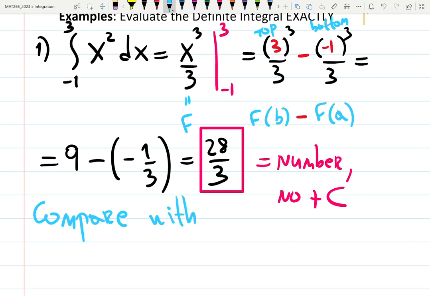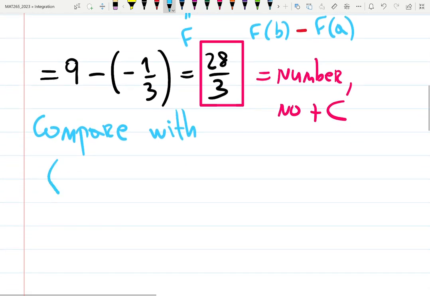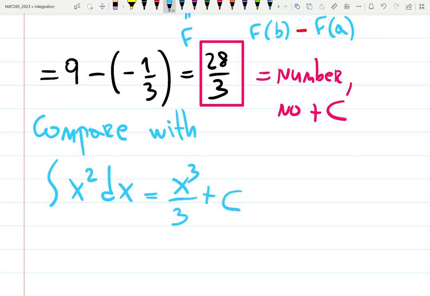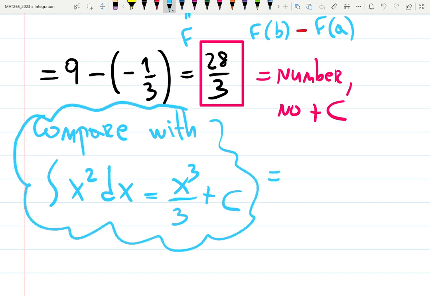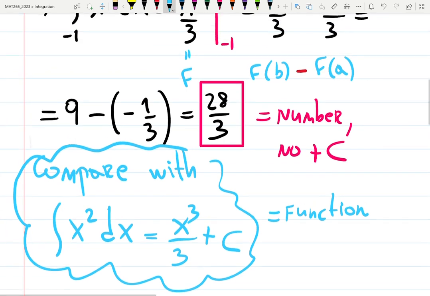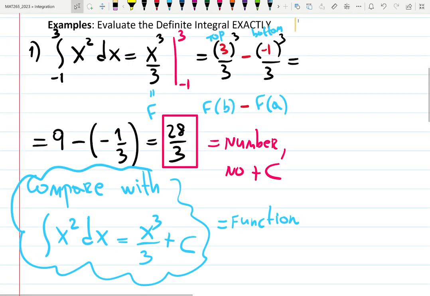Now let's do what we learned before, indefinite integral. Indefinite integral of x squared dx is just x cubed over 3 plus c. So compare, that is a function. And we can ask you to find any. They both have different applications and ideas behind them, or meaning. But the process, as you can see, is the same.